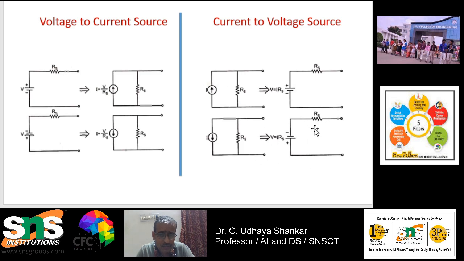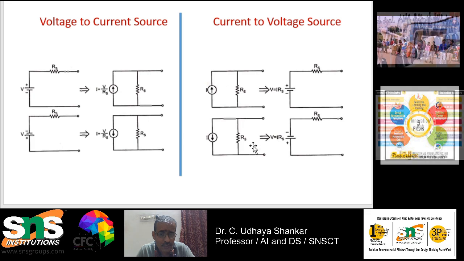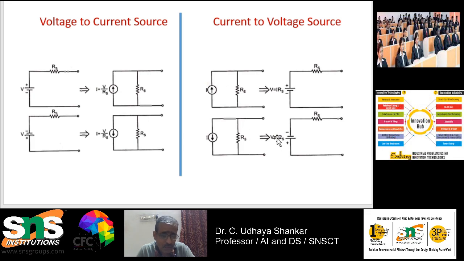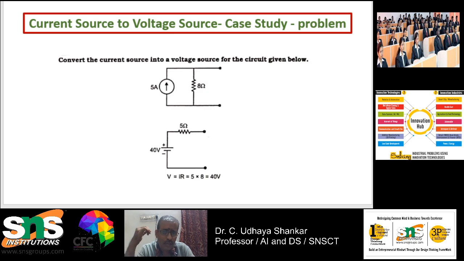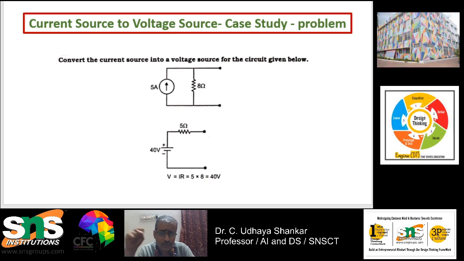So always the resistance will be connected in series in case of the voltage source. Always the resistance will be connected in parallel in case of the current source. So this is what you want to remember. Now, as I already told, we will be solving some case studies.